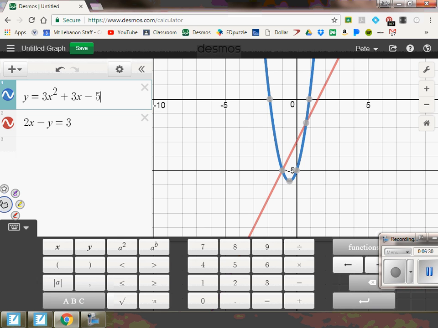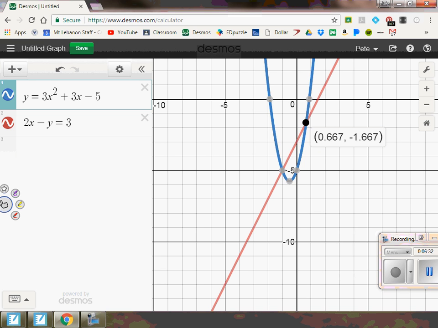Where do they cross? What's this crossing point? Yeah, 0.6 repeating is 2/3. What was the other solution? Negative 1. Negative 1 and 2/3 are the two crossing points.